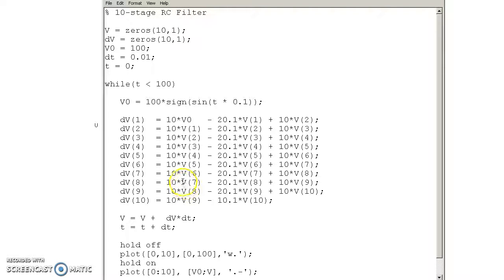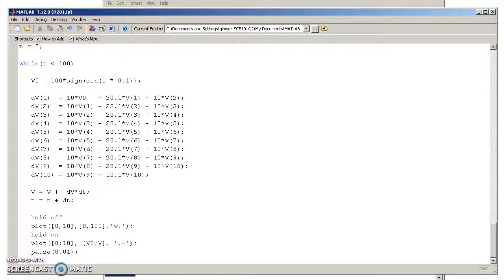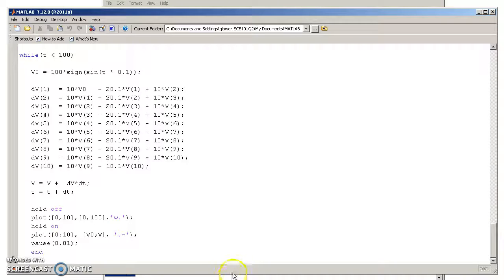If we simulate that by iterating versus time, and at any given time I know the voltages on the capacitors, I can find the change in voltage, so use numerical integration and display it. What that looks like when we run that in MATLAB is this.